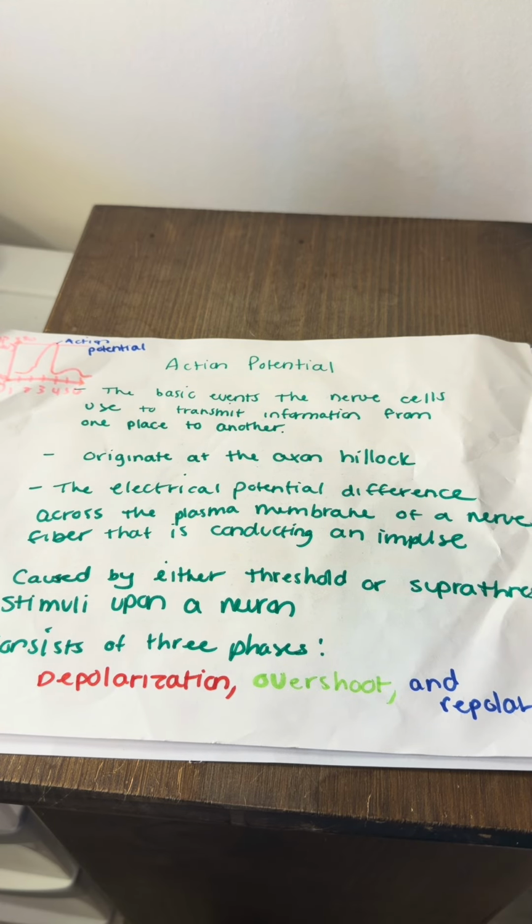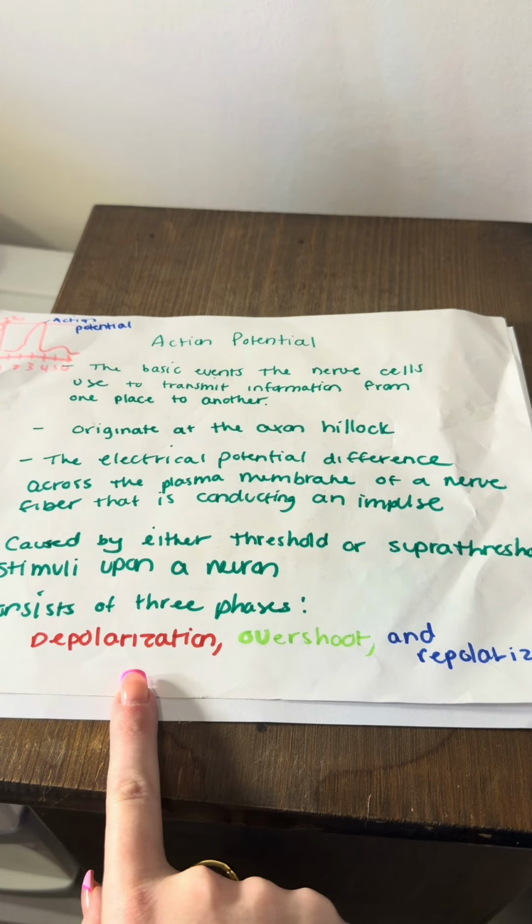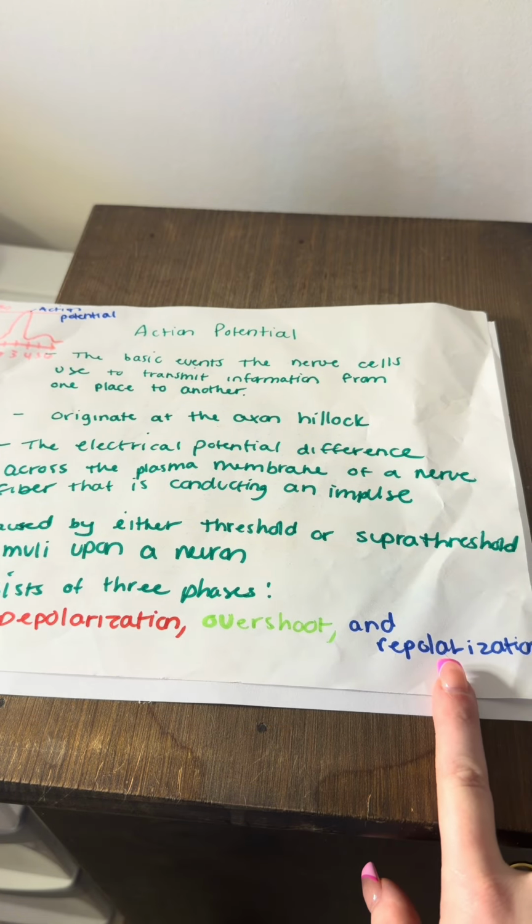Next, we are moving on to action potential. So action potentials are the basic events the nerve cells use to transmit information from one place to another. They originate at the axon hillock, the electrical potential difference across the plasma membrane of a nerve fiber that is conducting an impulse. So specifically, that is an action potential. And these are caused by either threshold or suprathreshold stimuli upon a neuron. And they also consist of three phases: depolarization, overshoot, and repolarization.